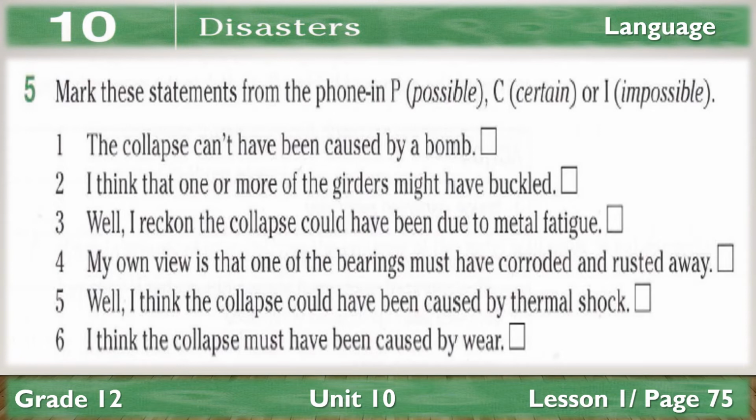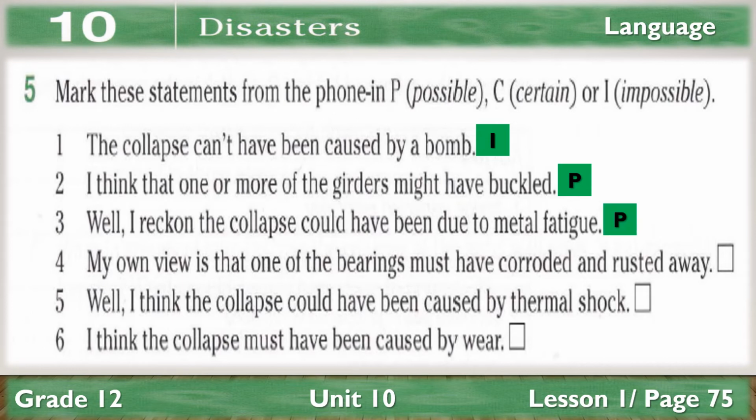The first one, the collapse can't have been caused by a bomb. This is impossible. Can't have been caused. Number 2, I think that one or more of the girders might have buckled. So here we have might have. Buckled means it is possible. Number 3, well, I reckon the collapse could have been due to metal fatigue. Could have been. So this is also possible.